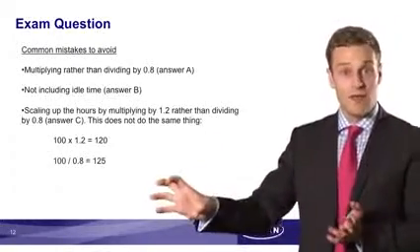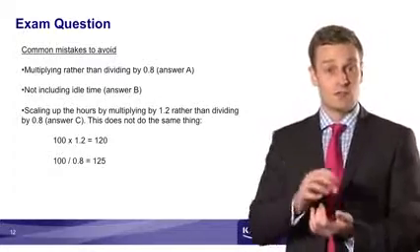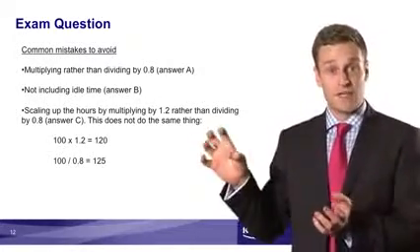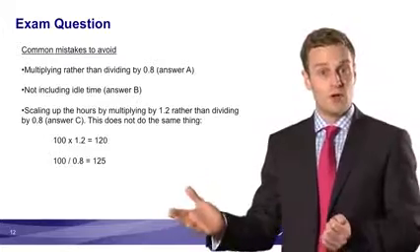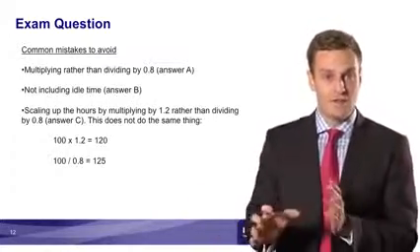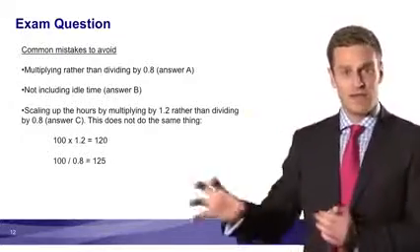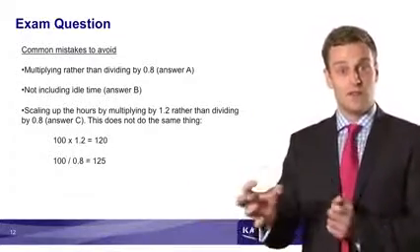I've just given you an example here. If you take 100 and divide it by 0.8, you get 125, whereas if you take 100 and multiply it by 1.2, obviously you get 120. So these are different things, and you just need to be careful that you're doing that the right way around. So hopefully that's made that question a little bit clearer, and if you see that in the future, you'll know how to tackle it.